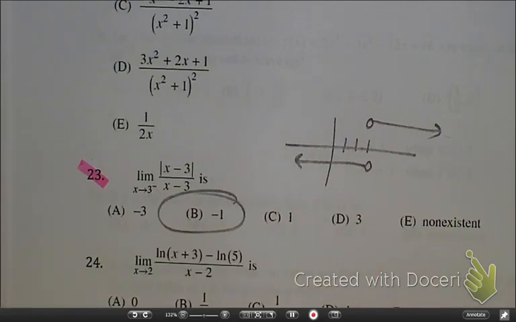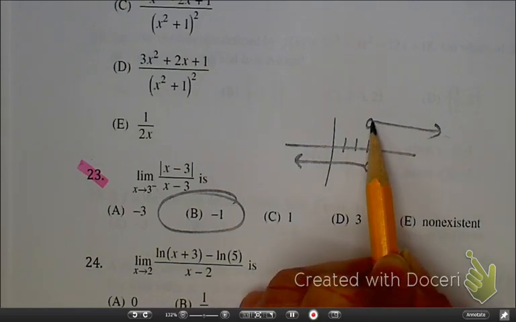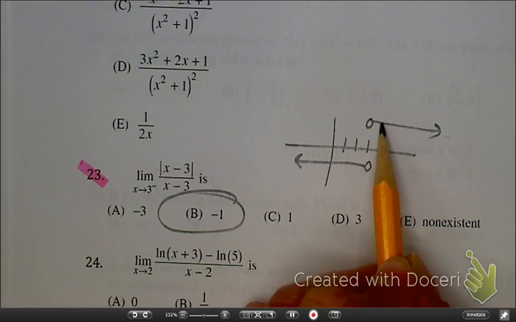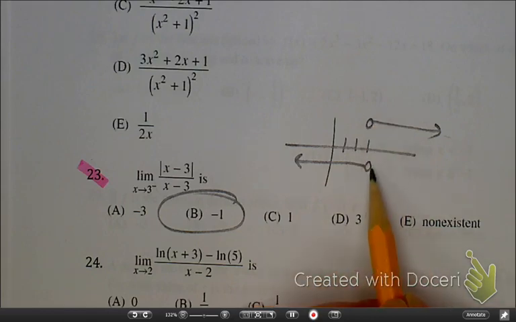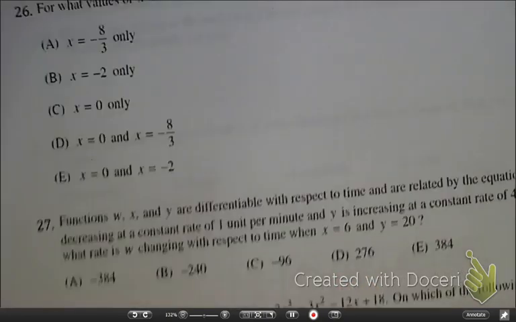So the correct answer is B, the limit is negative 1. If they asked from the right, it would have been positive 1. And if they asked at 3 in general, it would have been does not exist, since the limit from the left and right are not equal to each other. Let's see if we have any more limit problems to do from this review guide.